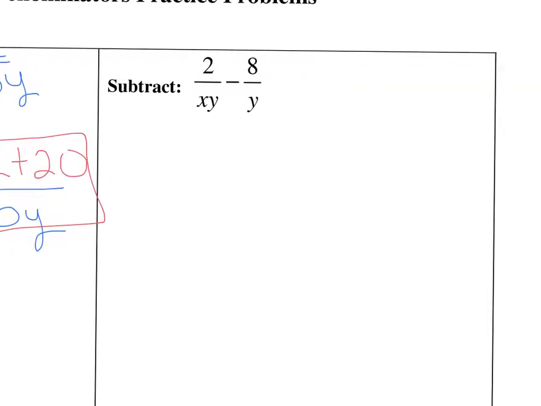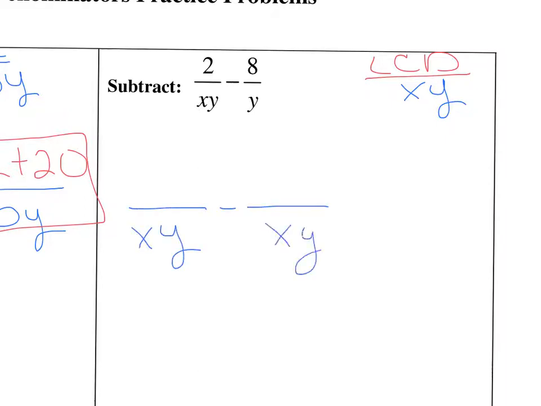Here we have a subtract, and again, we're going to find a common denominator. The common denominator has to have an x and a y in it. And this denominator has a y, but we've already got the y covered, so there's some overlap here. So we can just use the denominator of xy. And our answer will also have a denominator of xy.